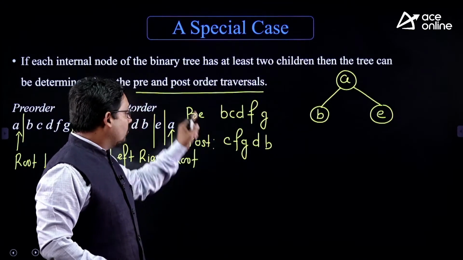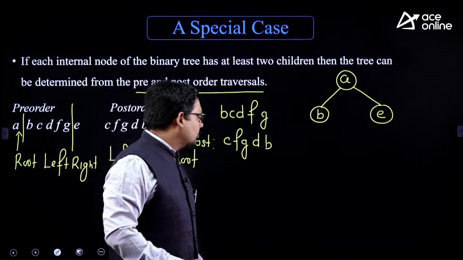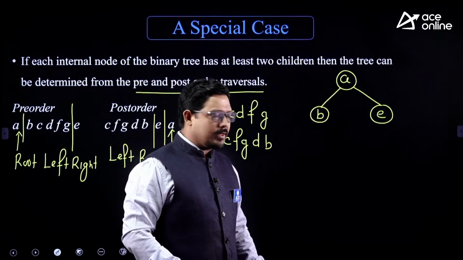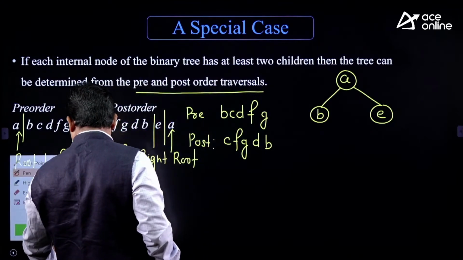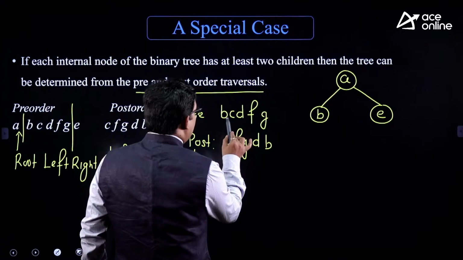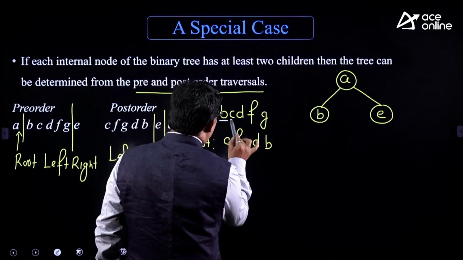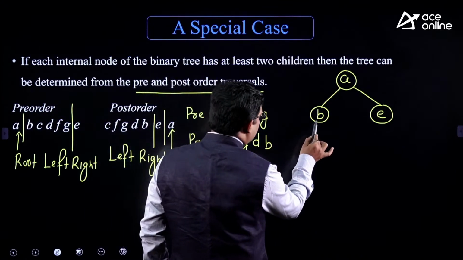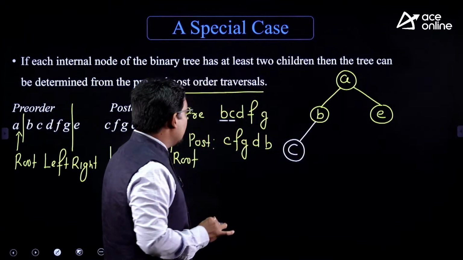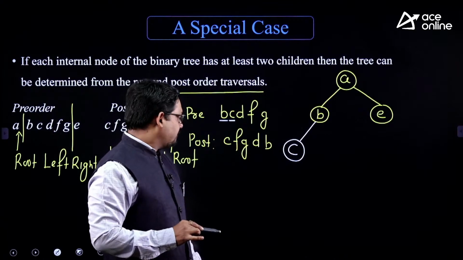Which one is the root? In pre-order, the first node is the root, so B is the root. In post-order, B is also the root, so B is the root here. Again, this will be divided into left and right subtrees. After the root in the pre-order traversal I go to the left, so C is on the left, because more nodes are there, and D is on the right.